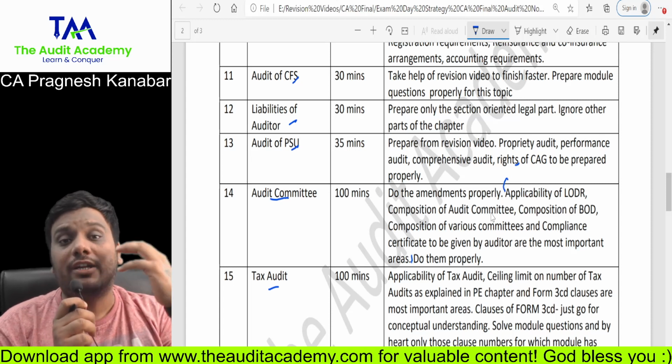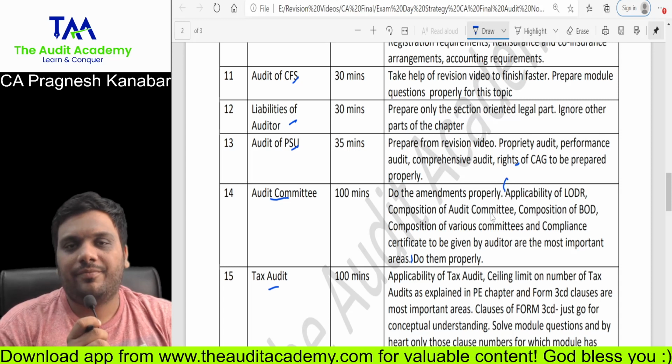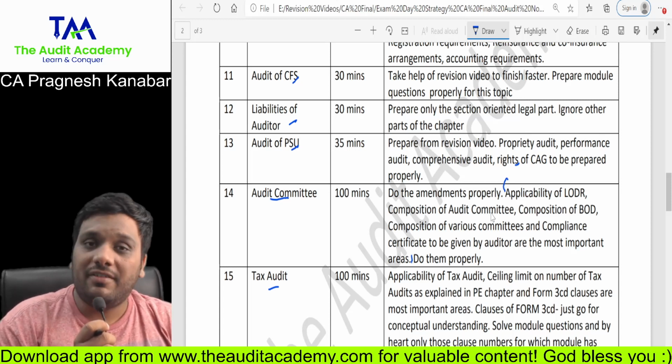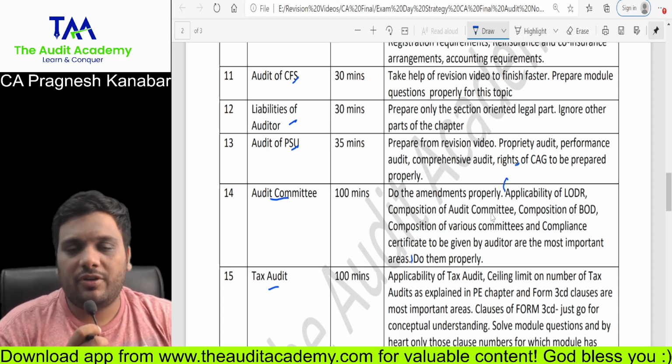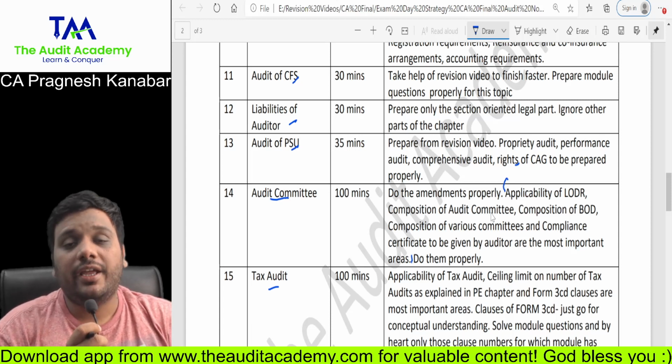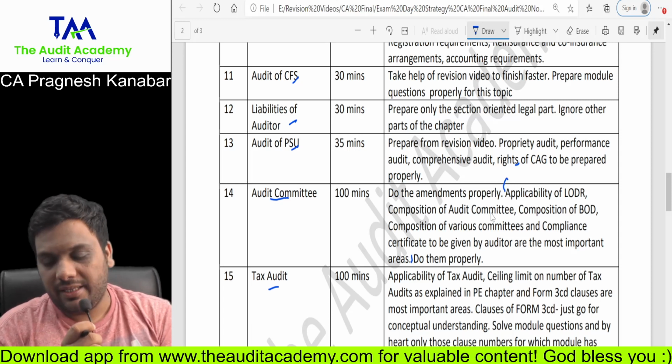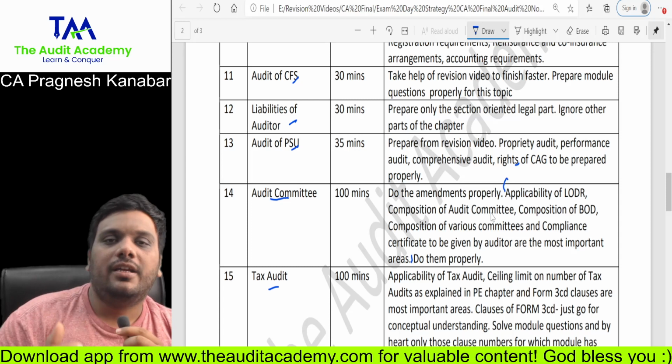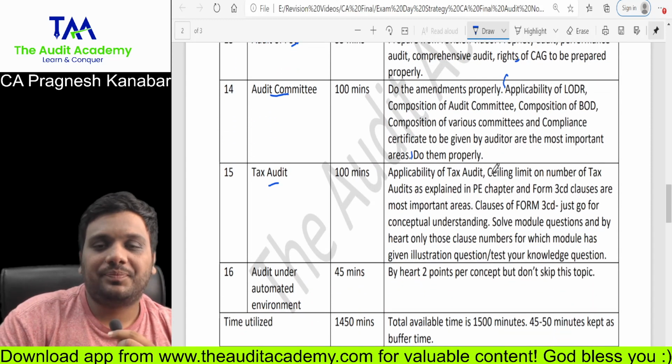If you are not at all prepared when it comes to the audit committee topic, do this much. If you are very well prepared, because I've been shouting at the top of my voice that this topic is very important, then it is okay. But if you are under-prepared, do this much properly, and I hope that will be more than enough for your exams.